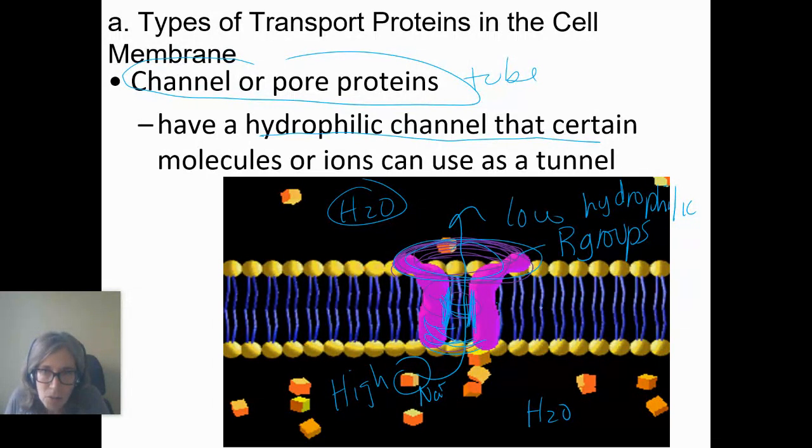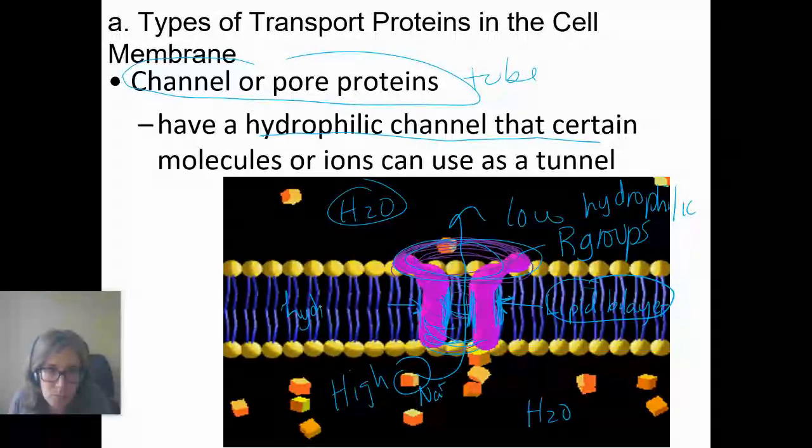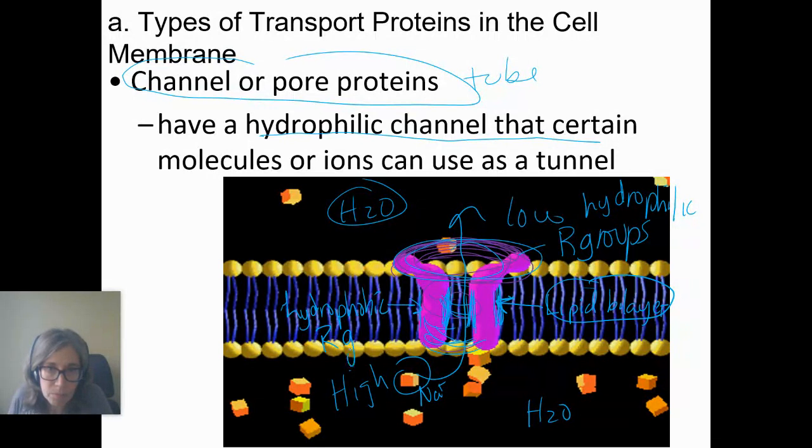Out here though, right on this part, do you see how this part of the protein is near the lipid bilayer, right? This thing is the lipid bilayer. And so right here along the whole outer edges of that protein, you might have hydrophobic R groups in the outer part of that protein.